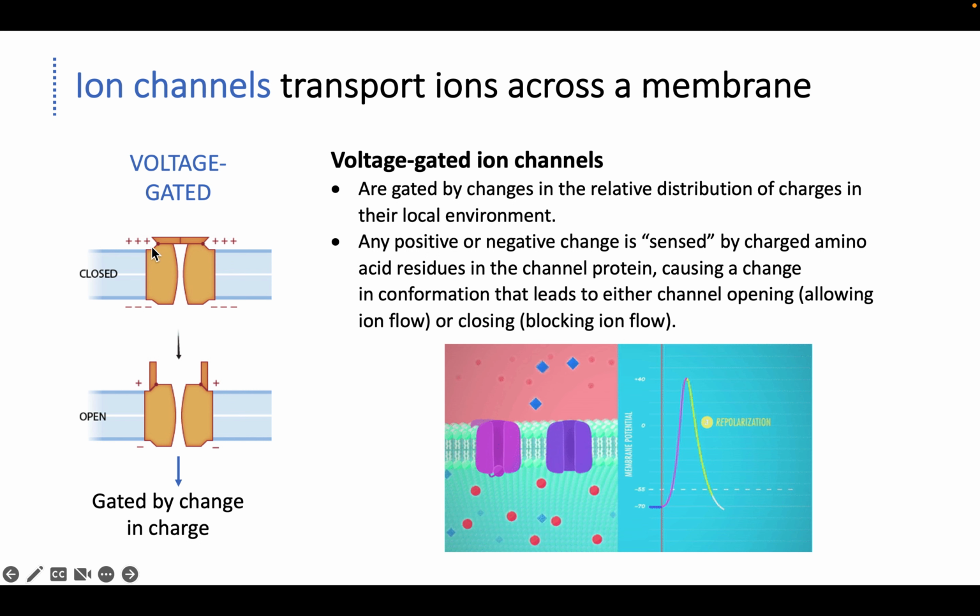And so here you can see we're very, very positive on the outside, very, very negative on the inside. And then we become relatively less positive and relatively less negative here. And that difference in the charge results in a change in the shape of the protein. And so you get the protein going from this closed conformation, this closed state, to this open state. Now if this was a sodium channel, you'd have sodium ions on the outside and they would flow in, and then ultimately the charge across the membrane would change and this membrane channel would close, and then you'd no longer have the movement of ions.